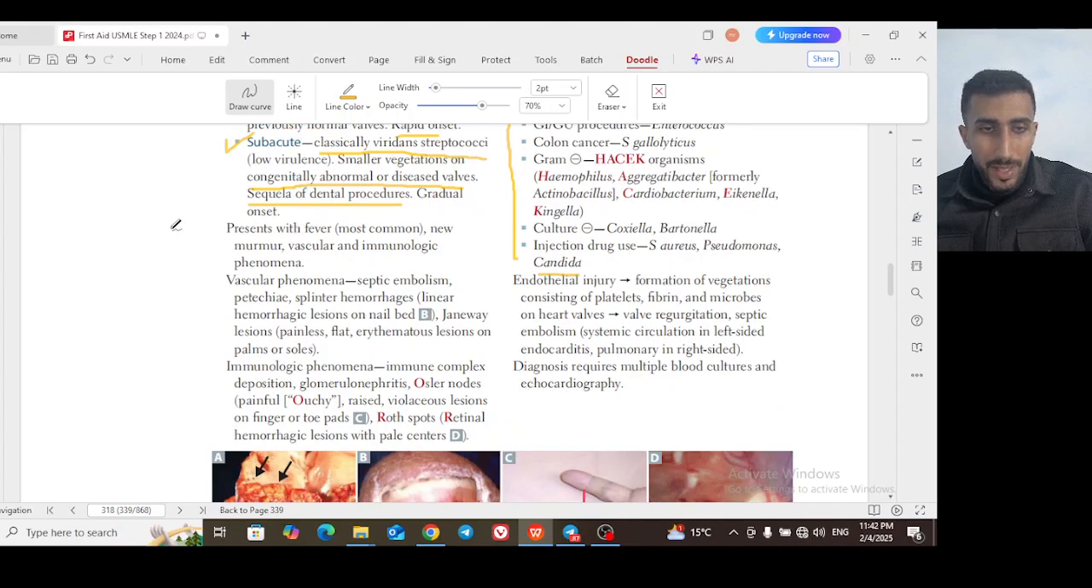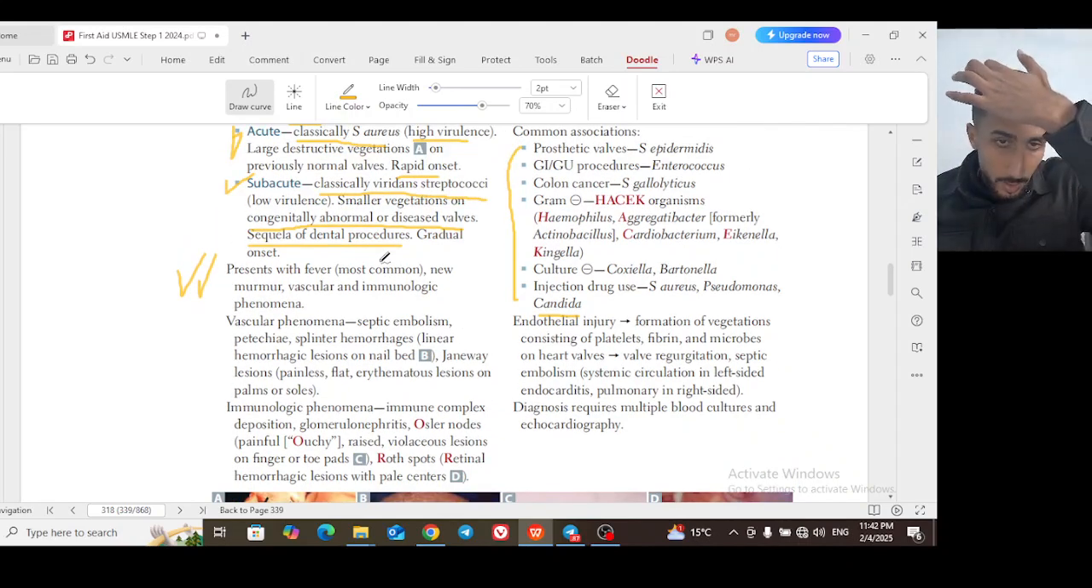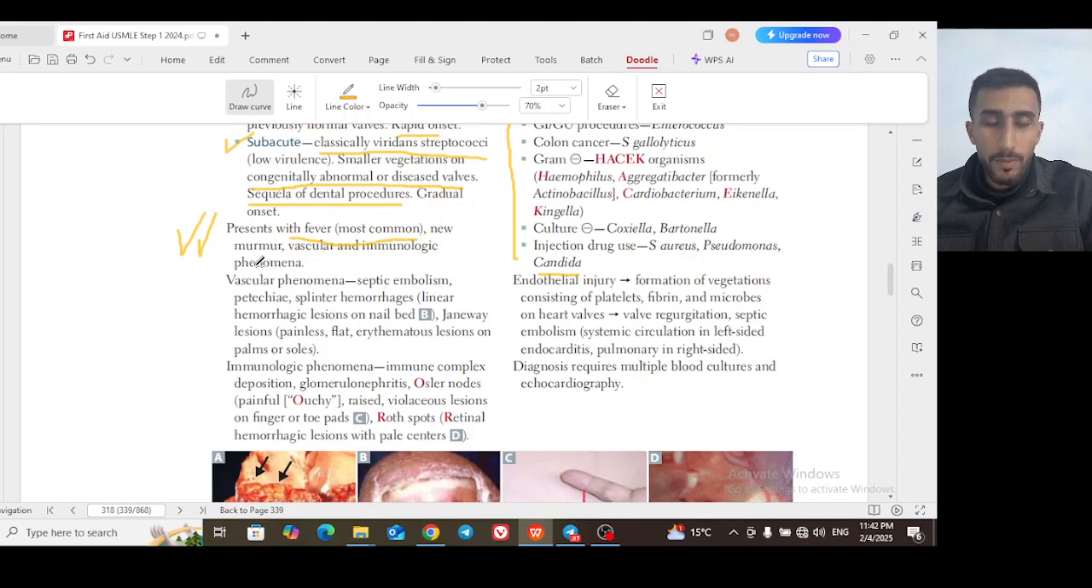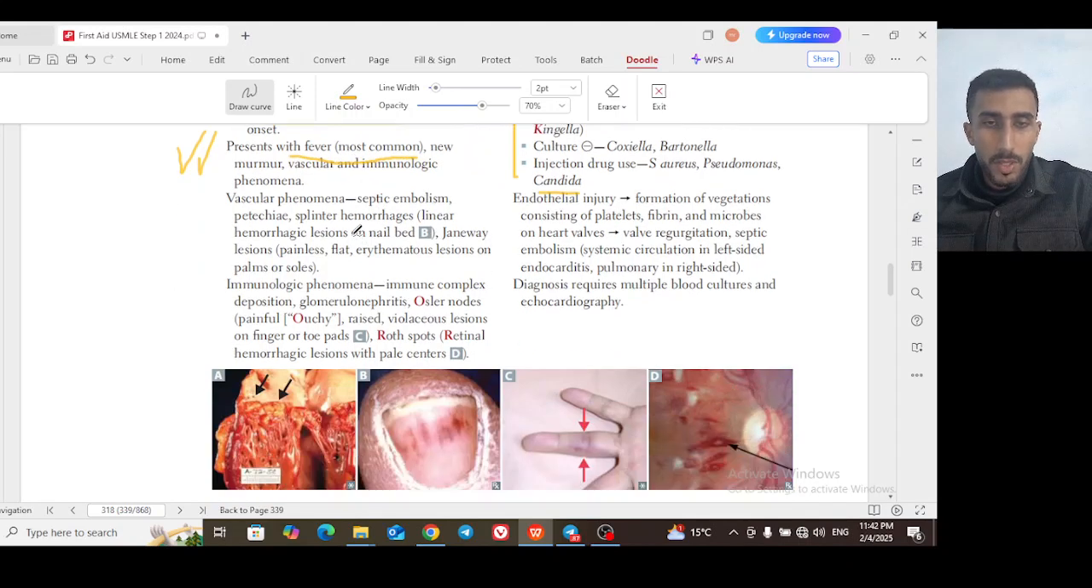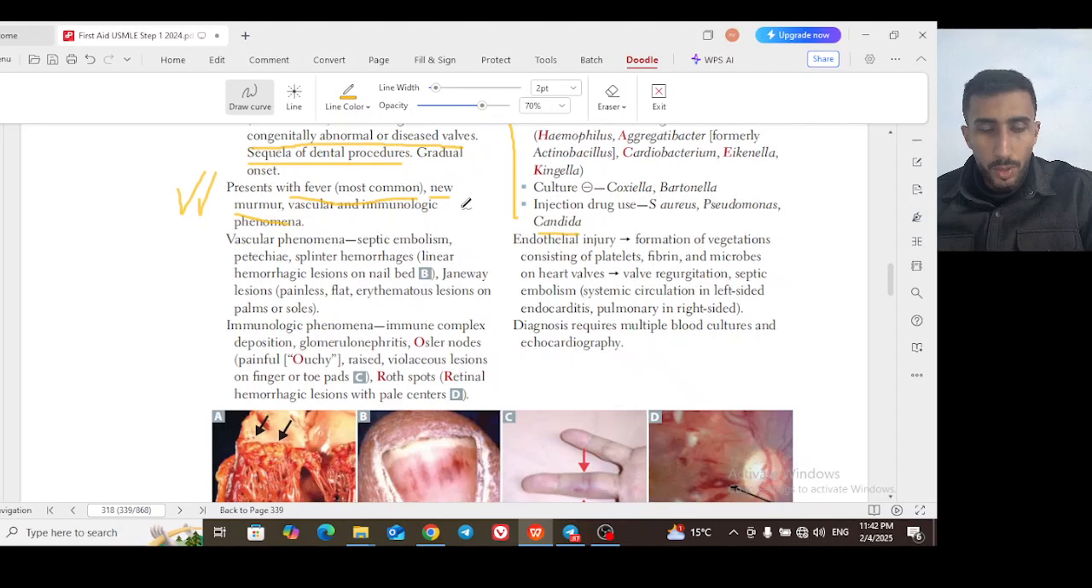So for the symptoms, it's very high yield to know that you have the vascular phenomena, septic emboli, and Osler nodes, and so on. But you have to know that a lot of patients may present only with fever. This is the most common symptom the patient may have. So you have to be very suspicious in a patient with fever, and auscultate well for a new murmur such as mitral regurgitation. So fever plus a new murmur, or fever only, are the most common symptoms.